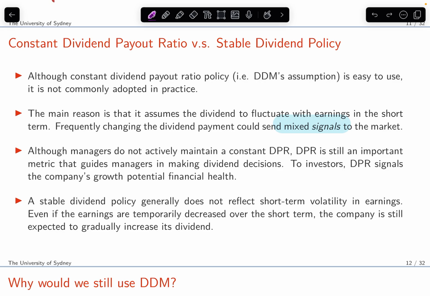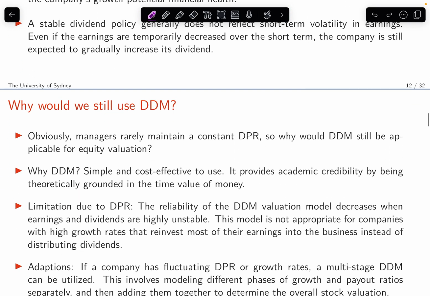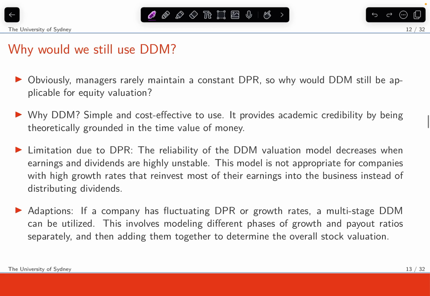So a stable dividend policy generally does not reflect short-term volatility in earnings. Even if earnings temporarily decrease over the short term, the company is still expected to gradually increase its dividend. So why would we still use a dividend discount model, even though there are certainly fluctuations in earnings that exist more than we will anticipate?